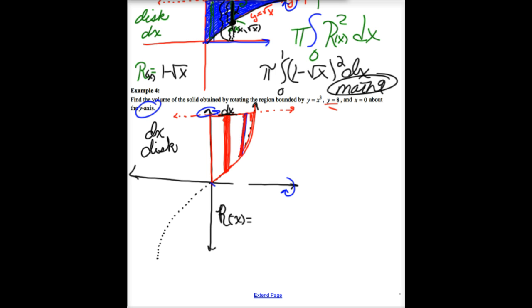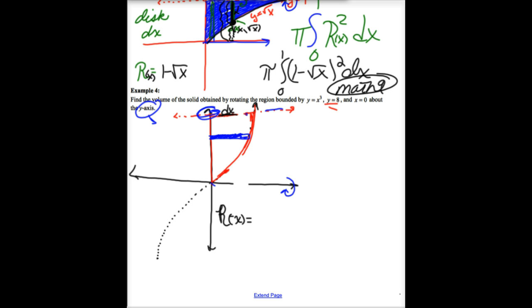Mrs. LaRue did a naughty, didn't I? It said about the y-axis. Sorry, got to erase that. I changed the plans here. I'm so sorry. All right, I need to go perpendicular to the axis. I said y-axis, I wrote y-axis, but then I did it with respect to y equals 8. So I'm going to be revolving here.